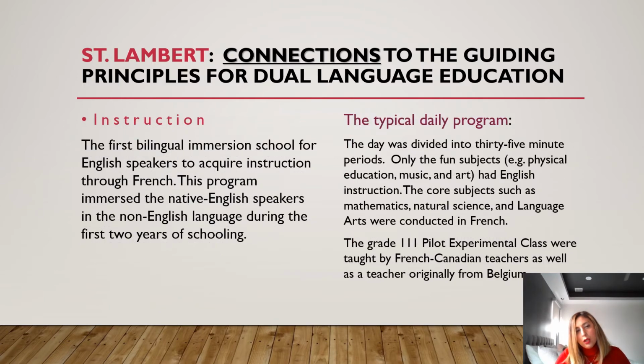Connection 3, instruction. The first bilingual immersion school for English speakers to acquire instruction through French. This program immersed the native English speakers in the non-English language during the first 2 years of schooling. Today it is known as the 90-10 model. The typical day for these children was divided into 35-minute periods. Only the fun subjects, such as physical education, music, and art, had English instruction.